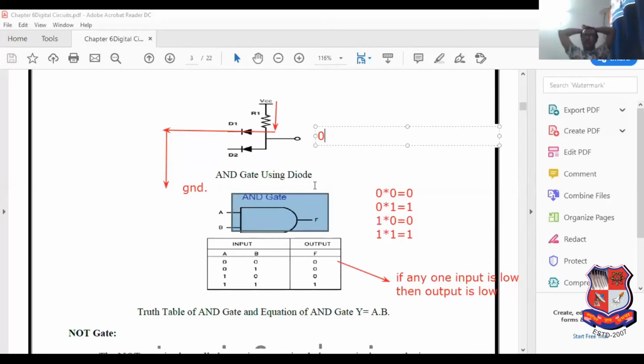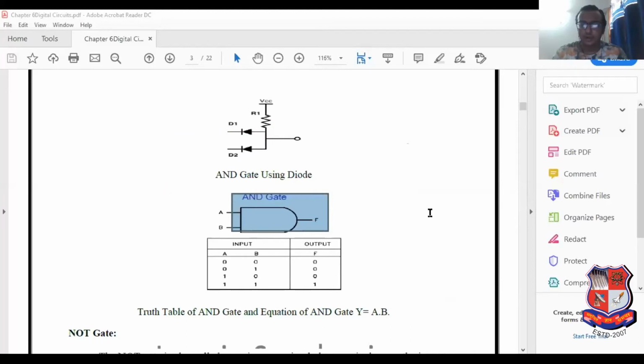I will explain it here. Now we switch over to the other gate, which is known as the NOT gate. What is the function of the NOT gate? It just has one input. Remember that point.